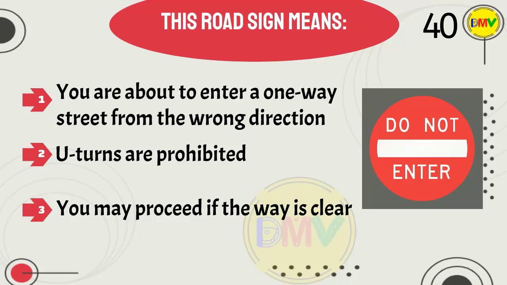Question 40. This road sign means: 1. You are about to enter a one-way street from the wrong direction. 2. U-turns are prohibited. 3. You may proceed if the way is clear.